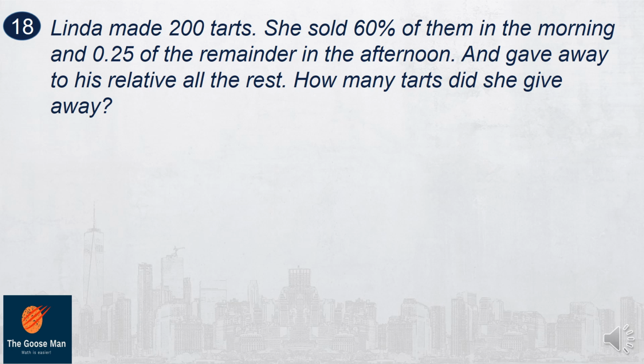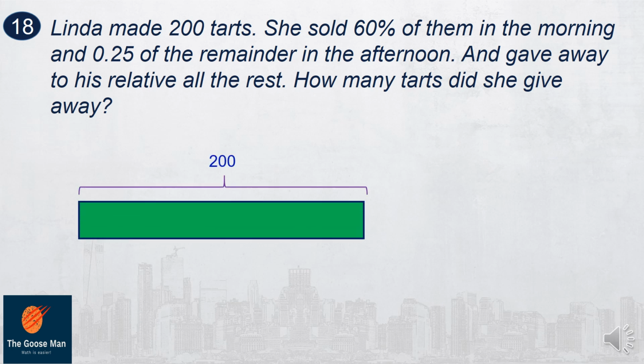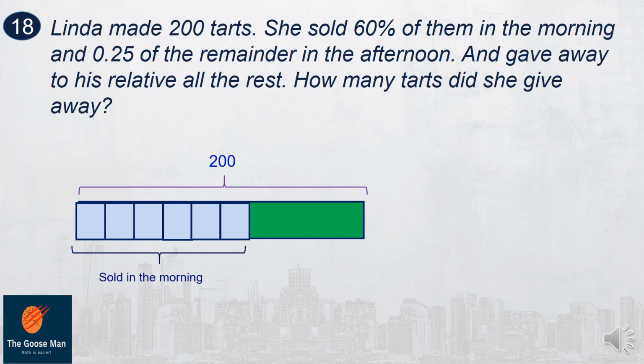Let's analyze this word problem. Linda made 200 tarts. She sold 60% of them in the morning and 25 hundredths of the remainder in the afternoon, and gave away to her relatives all the rest. How many tarts did she give away? So let's try to diagram the given situation. So the entire part is 200. However, 60% or 6 out of 10 sold in the morning. So meaning to say we have 4 out of 10 are actually remainder. However, 0.25 or 25% of the remainder are sold in the afternoon.